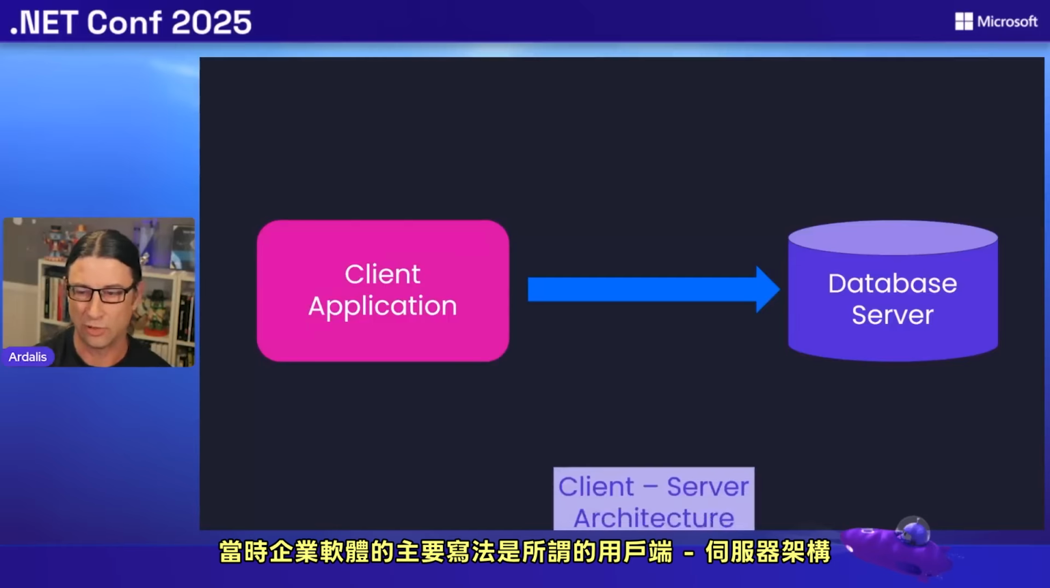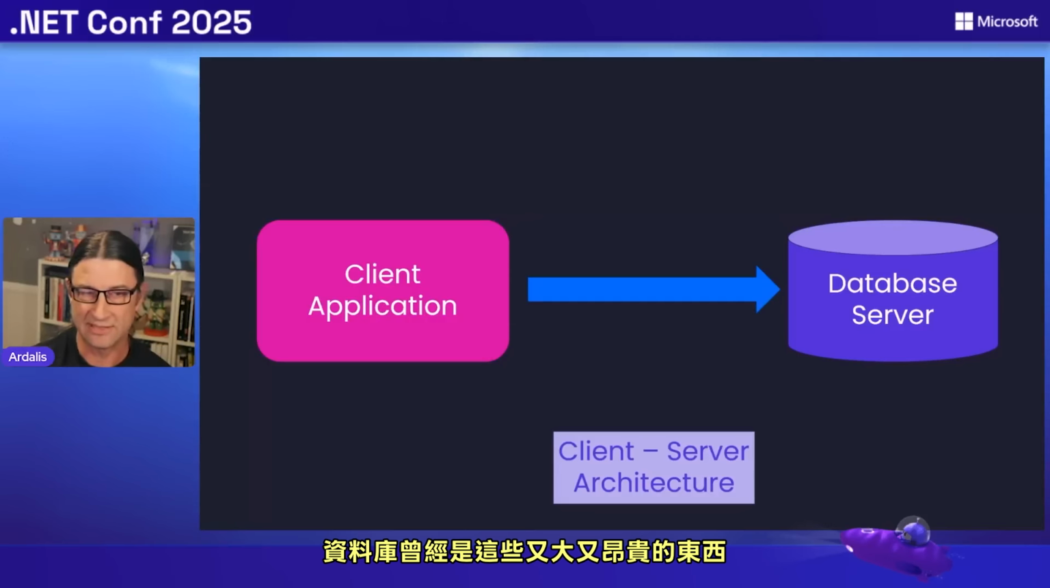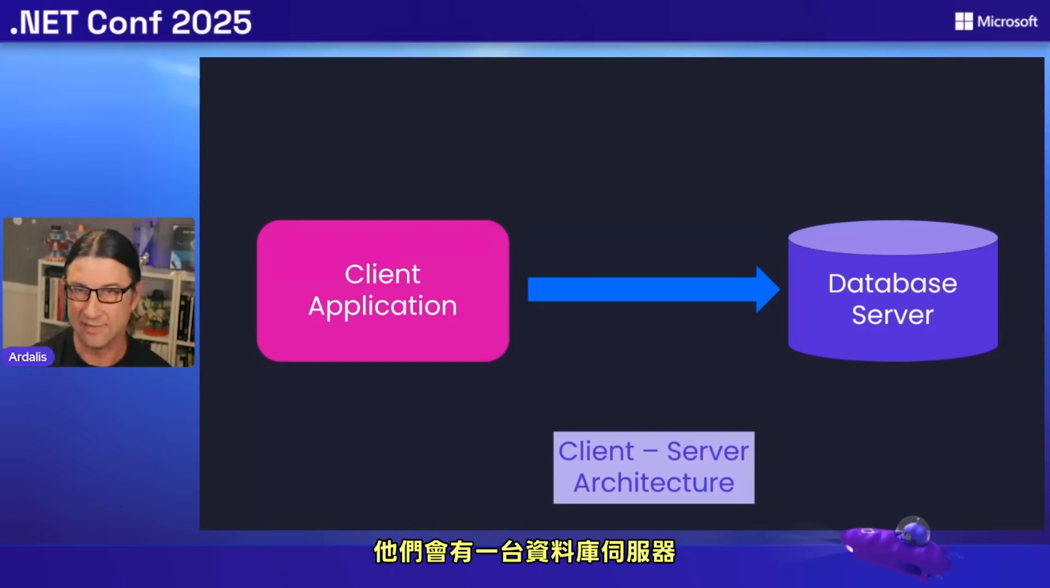And the primary way that enterprise software was being written at the time was an architecture called client-server architecture. And generally, the client was an application that you were building, and the server was a database server. And databases were these big, expensive things. They were expensive to purchase, to deploy on expensive hardware, and to maintain and back up. And as a result, a lot of organizations didn't have a lot of these things lying around, right? They had a database server, at least a production database server.